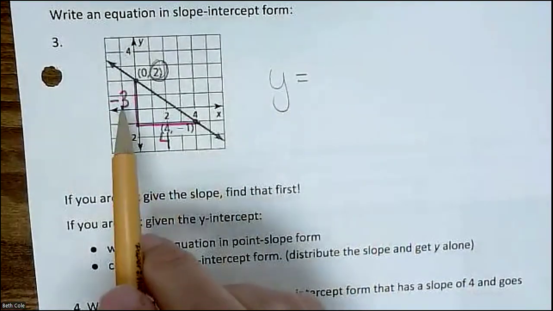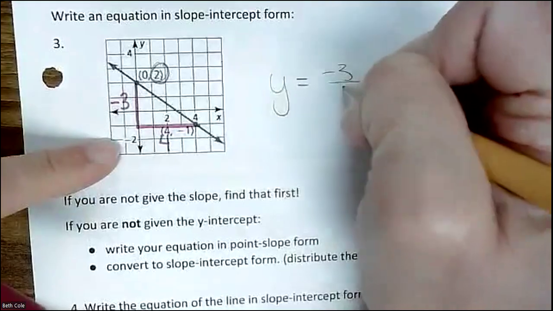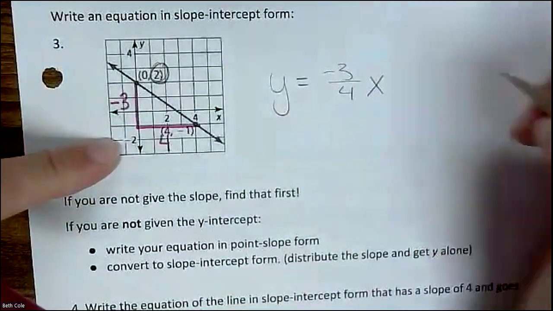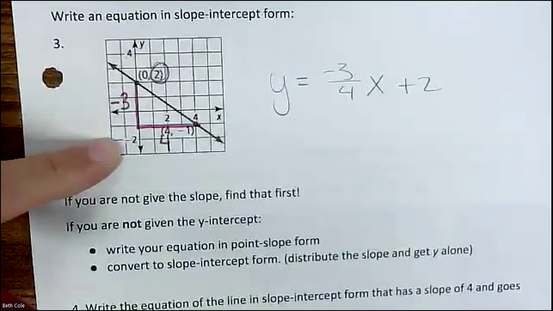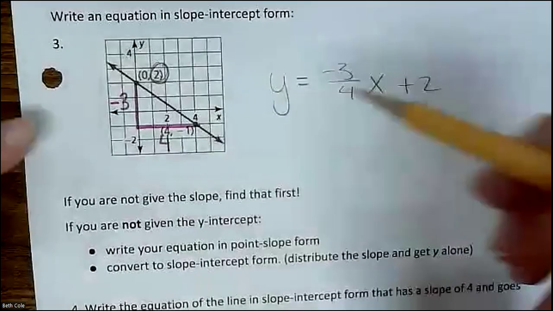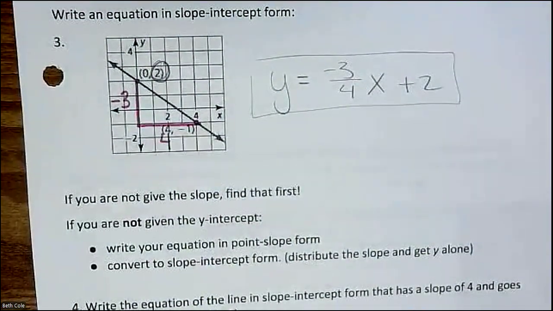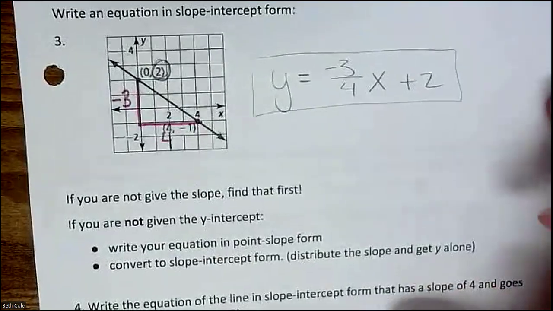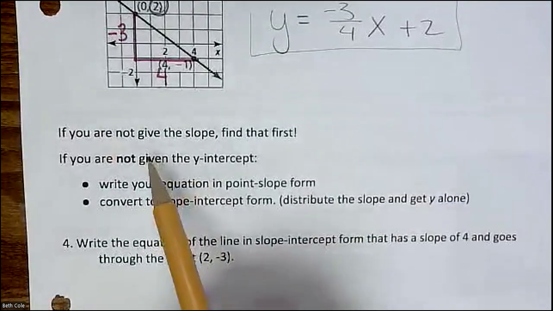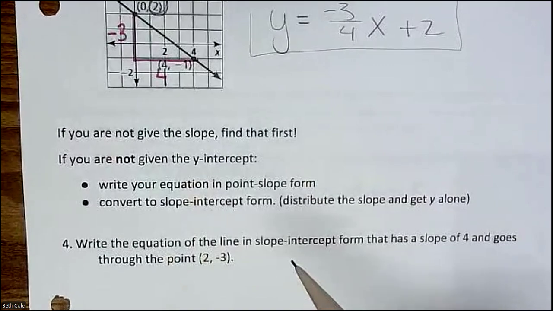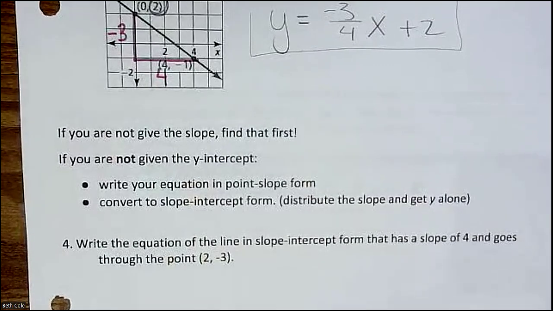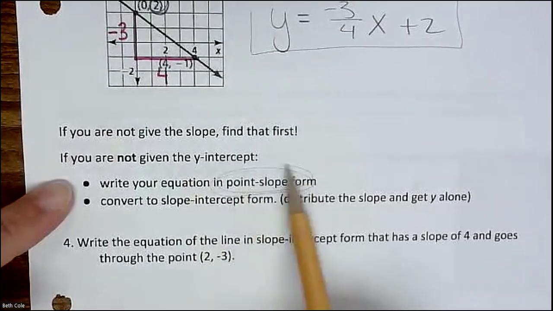So y equals what? Good, -3/4 x. Oh, good. Why is it +2? The y-intercept. Good, perfect, awesome. I got you there. We'll do a few more and then I'll give you a brain break and then I'll have to get you all back together again. Now, if you aren't given the slope and the y-intercept, if you don't have that information, you put it in the point slope form.